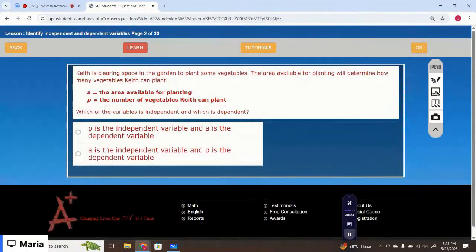Kate is clearing space in the garden to plant some vegetables. The area available for planting will determine how many vegetables Kate can grow. So that means the plants are dependent on the area, right? A is the independent variable and P is the dependent variable. Option number two is the correct option.